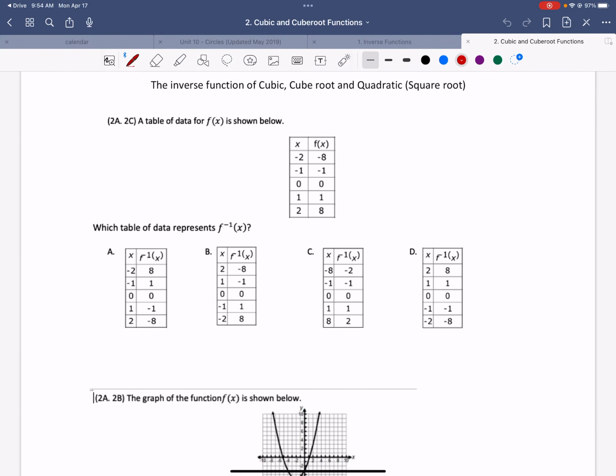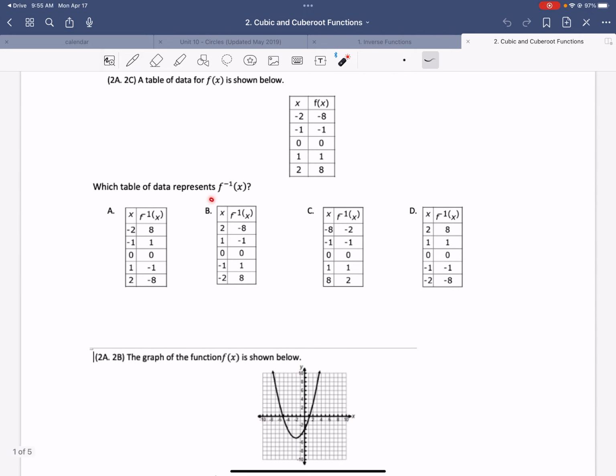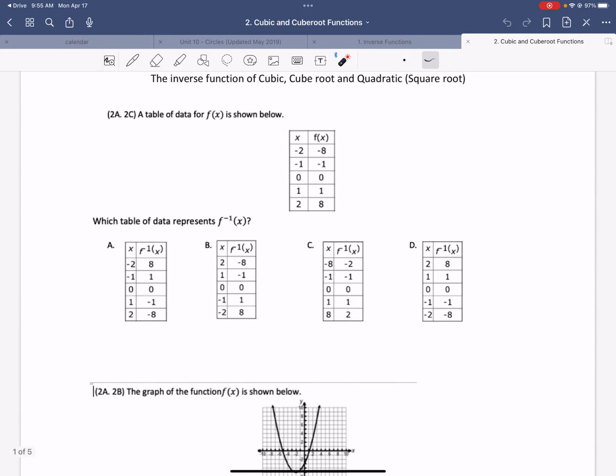This time I will go over cubic, cuboid, and quadratic functions. Okay, and this one contains some part of the inverse function. So let's do this one. It says the table. This table shows the f of x, which is the function, and I'm asking which one is going to be the inverse function, right?